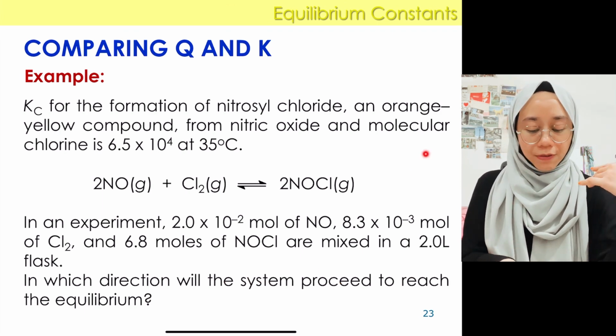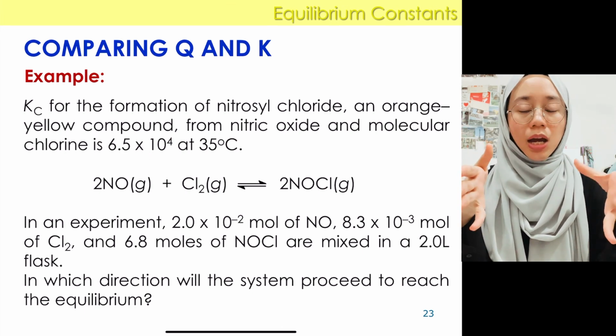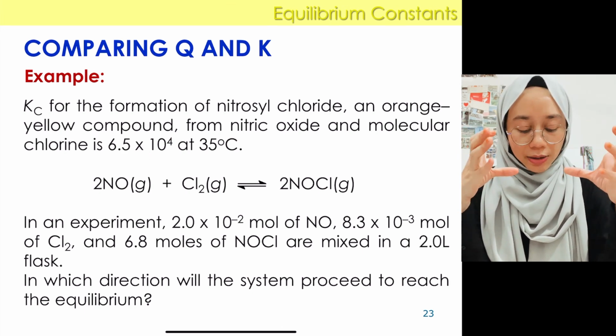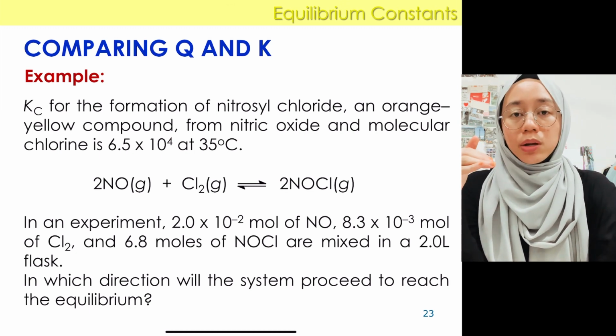Okay, jadi since given to you adalah Kc dekat sini kan, so kita kena cari Qc then. Okay, so kita nak kena cari Qc sebab sistem ni basically belum reach equilibrium lagi lah.